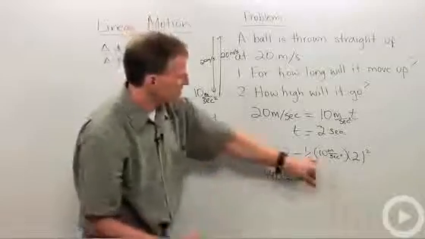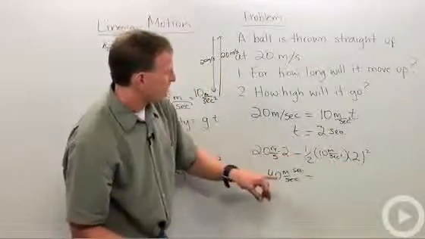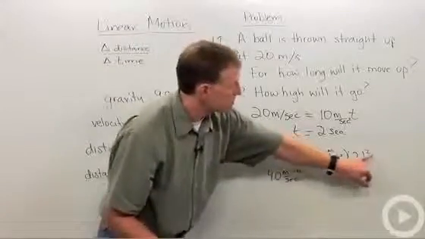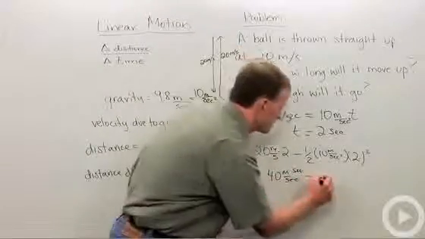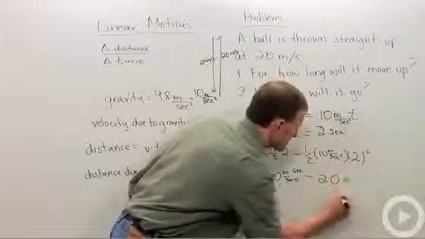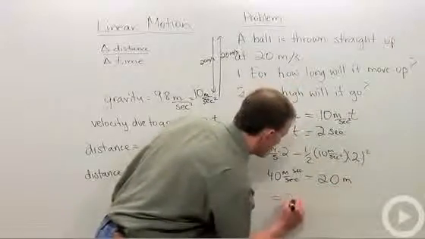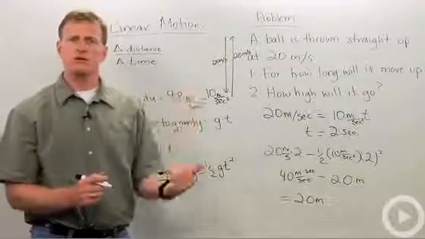Okay, and again, to simplify that, 10 times 2 is 20, and 2 squared is 4, so this is 40 minus 1/2 of 40, which is 20. So I've got 20 meters. Okay, so my answer here is the ball goes 20 meters in the air before it starts to descend.